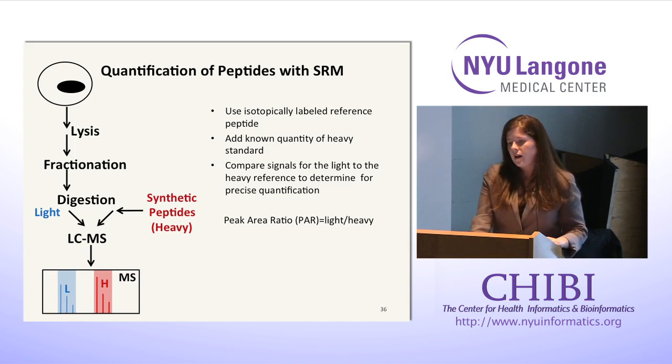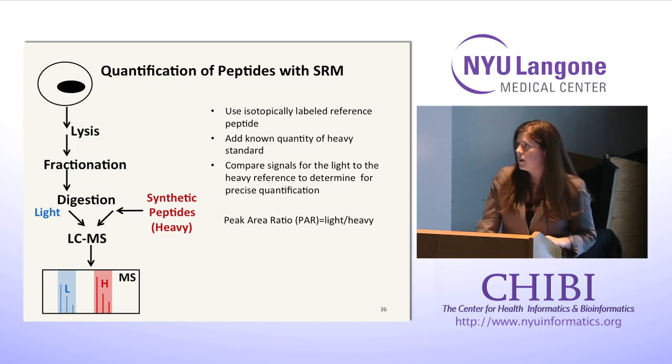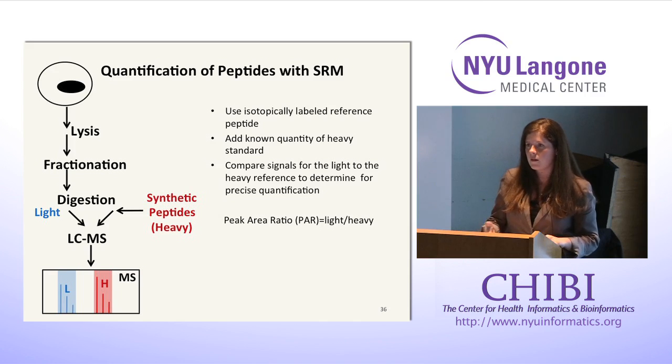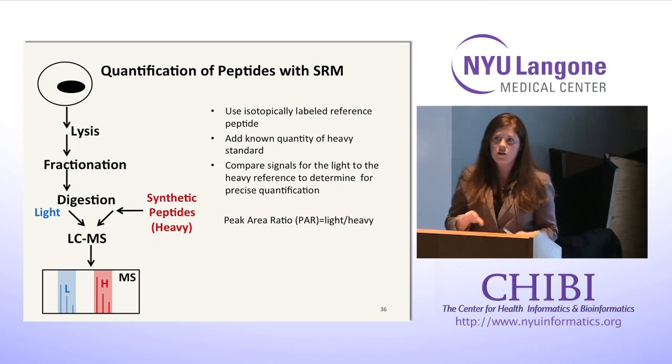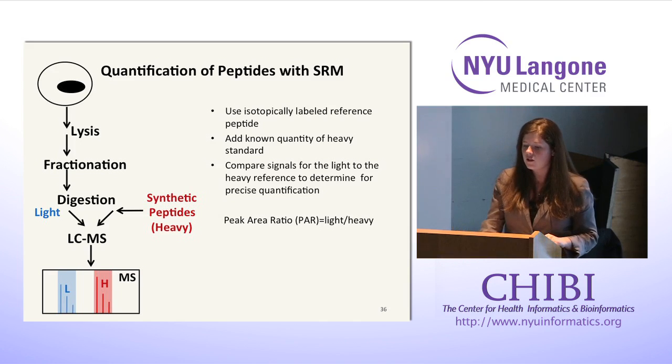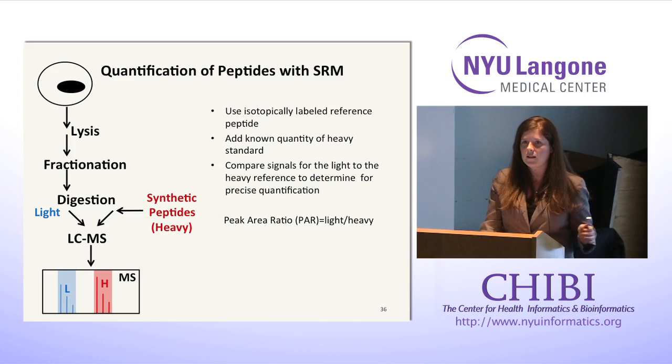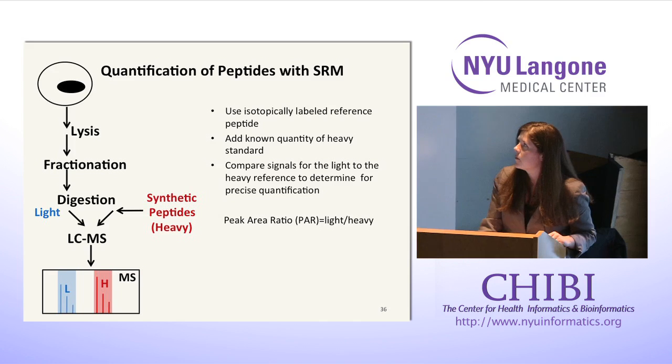The way we quantify in SRM, and most people do it this way, is we use synthetic peptides, these heavy labeled peptides. It's chemically the same as the peptide you're interested in, but you've added in a C13 and N15 label, so you have a mass shift. You add in a known quantity of your heavy, and then you compare your light to your heavy, and you can get your quantitation of your peptide of interest based on how much of your heavy you're seeing. So we use this peak area ratio, which is the light over heavy, and I'm going to come back to this at the end of the talk.